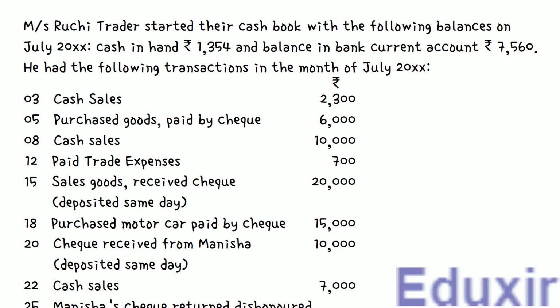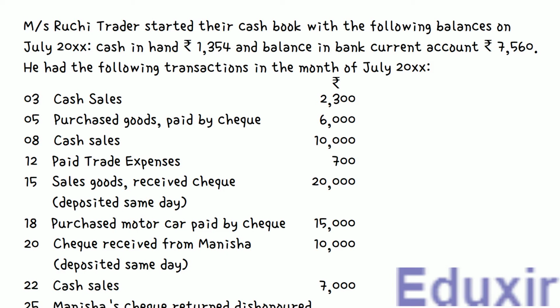As we discussed in our previous problems, this is not the case wherein the business is started from scratch. If you notice, there are cash and bank balances. So these balances are brought down from the previous month. So we need to consider both of these as balances brought down. Let us analyze both of these balances one by one.